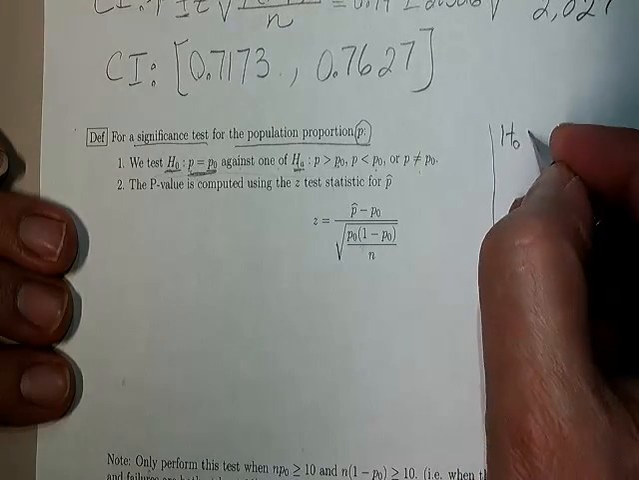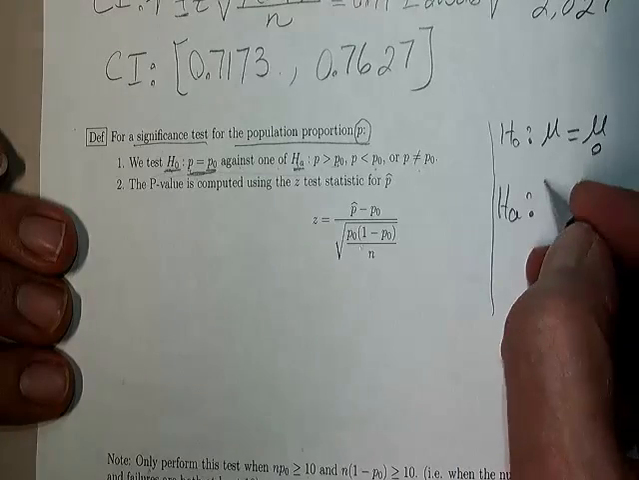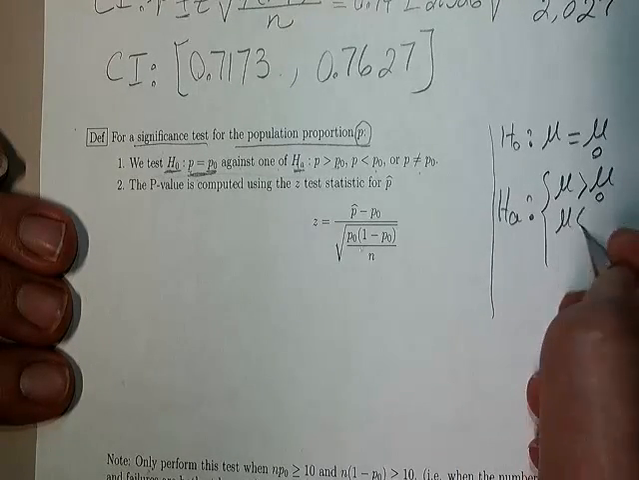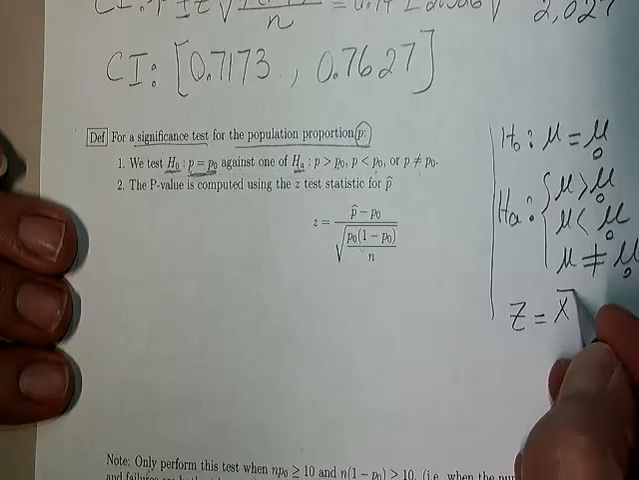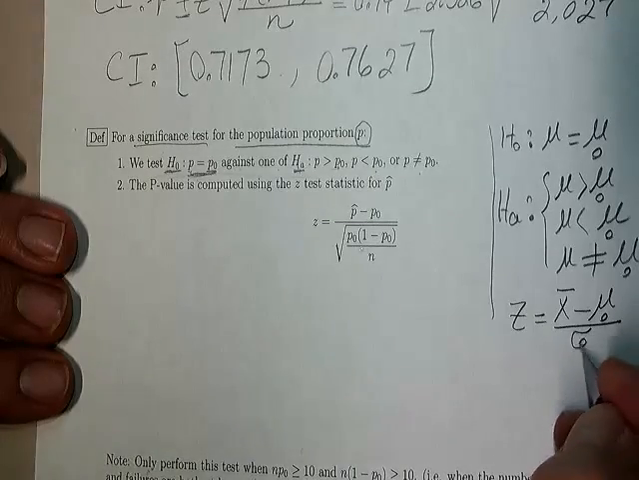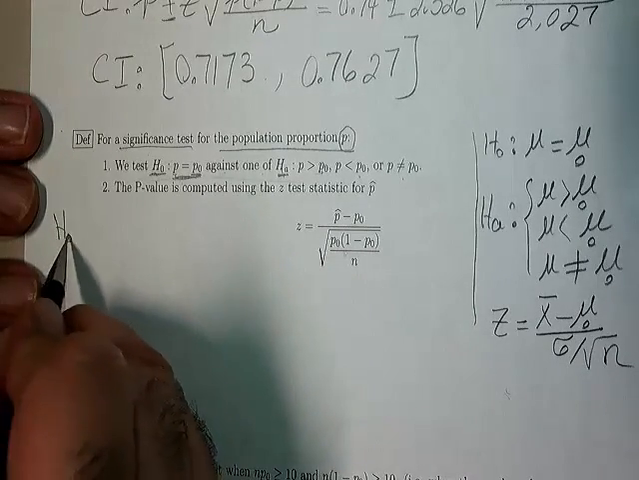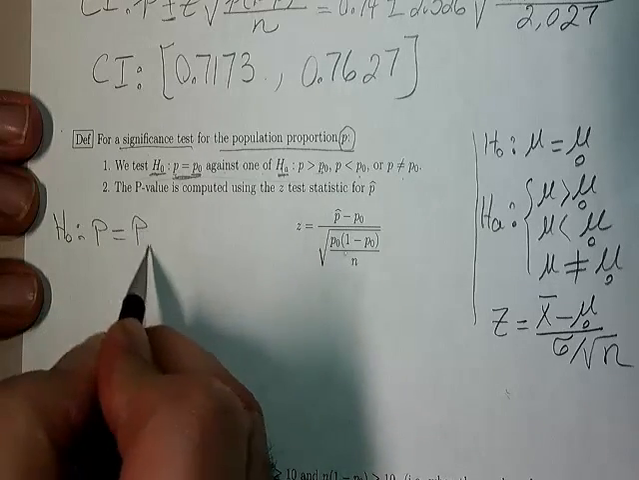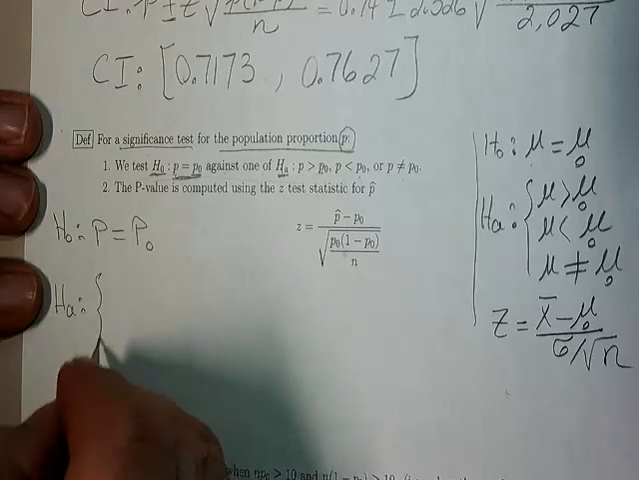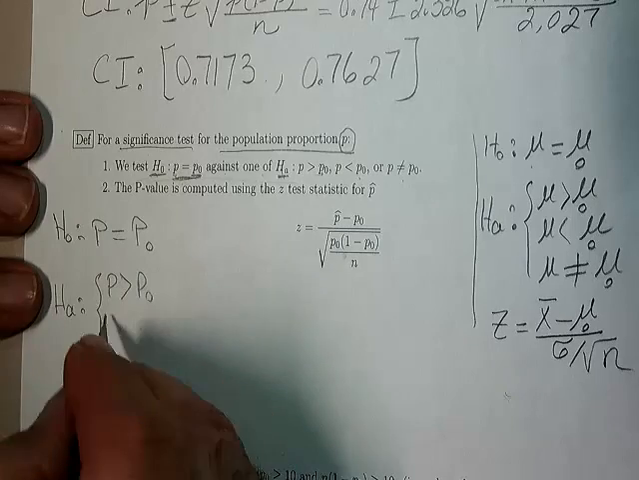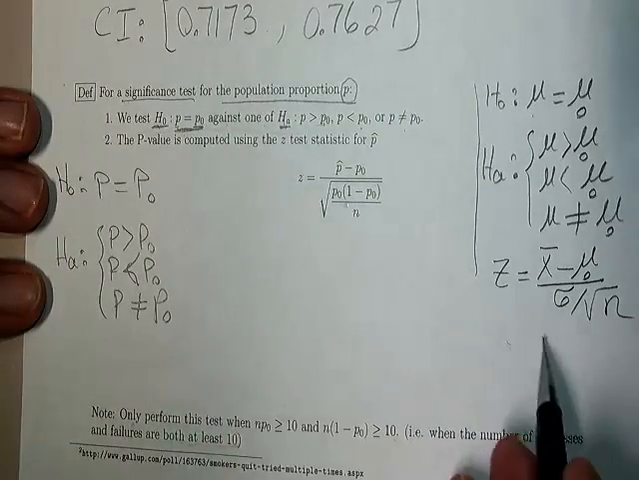I just want to draw something here to bring it to your attention. Previously, we had this for mu. We said H0: mu equals mu 0. HA had 3 cases: mu greater than mu 0, mu less than mu 0, mu not equal to mu 0. And we had Z equal to x bar minus mu 0 divided by sigma over square root of n. This is from the previous lectures. Now we are using the same thing. Here, H0 is P equal to P0. See the similarity? This is a proportion, that was a mean. And HA can be P greater than P0, P less than P0, P not equal to P0.